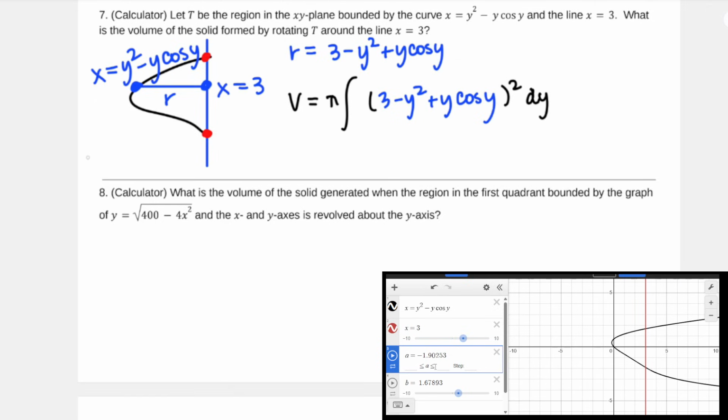I do need to report that process here. So describe the equation that I solved. And that was y equals negative 1.902 and 1.678. All right, and so I'm just going to copy those down.